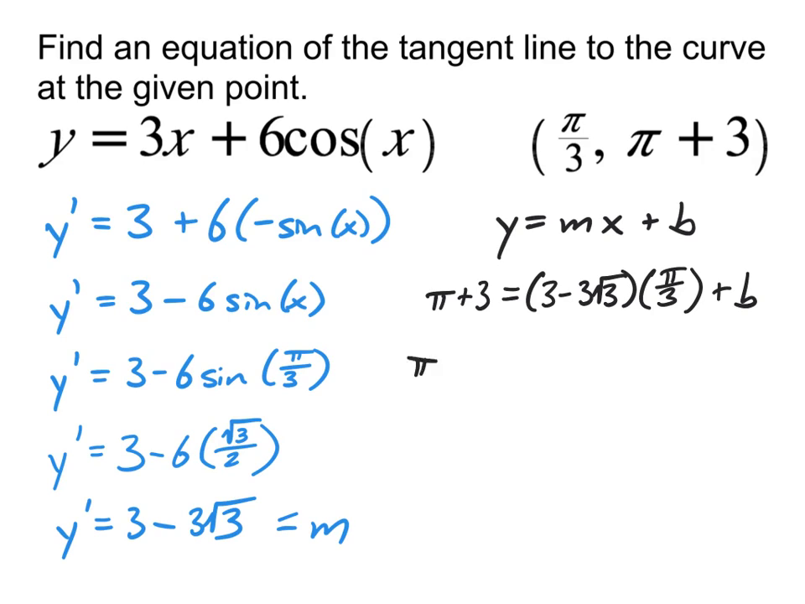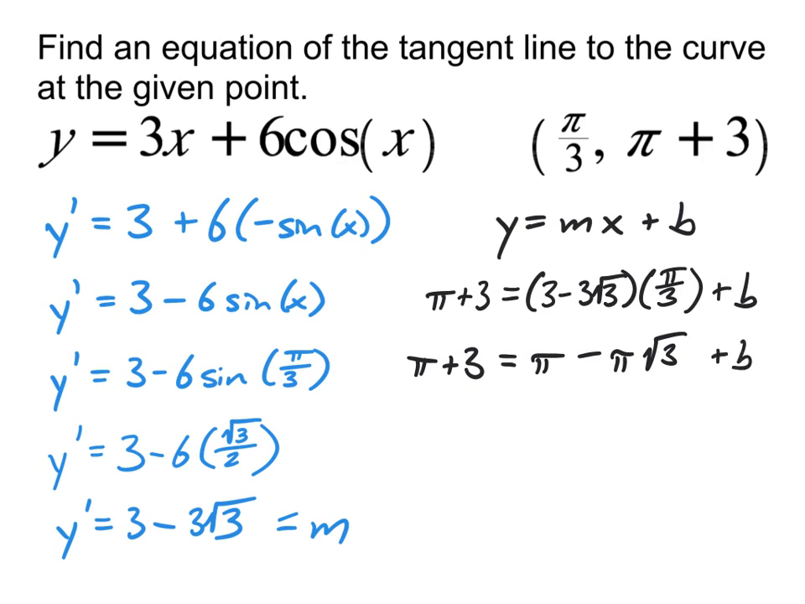So I'm leaving this as a pi plus 3 on the left side, and then 3 times pi over 3 would just be pi, minus 3 root 3 times pi over 3. Well, the 3 here and the 3 here are going to cancel each other out, so that actually ends up giving me pi root 3 plus b.